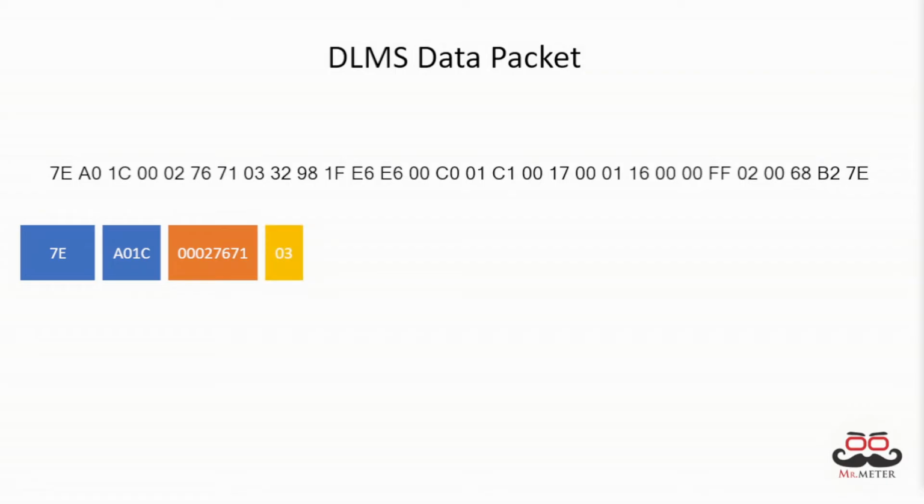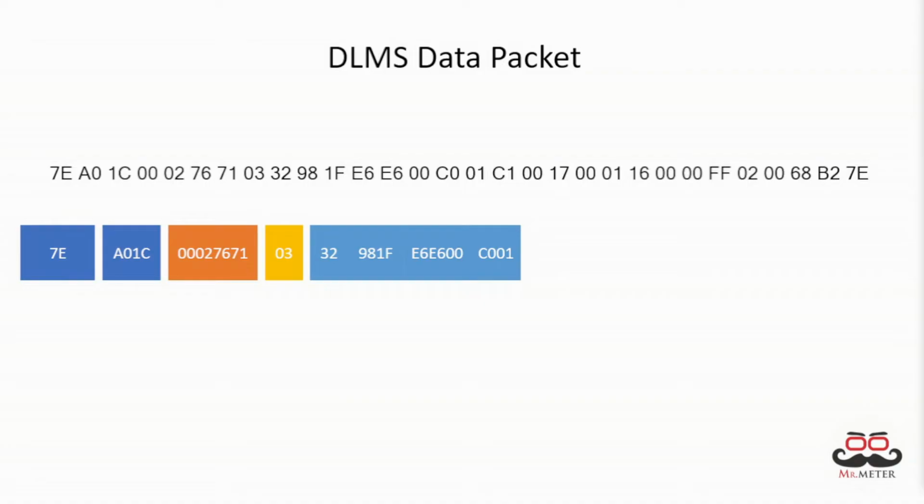Next will be the I-frame, which is in this case 03. After this, there is the HDLC frame type, which is 32 in this packet. And after it comes the HDLC HCS segment, which is the header check sequence field. This next segment contains the DLMS COSEM LLC addresses.